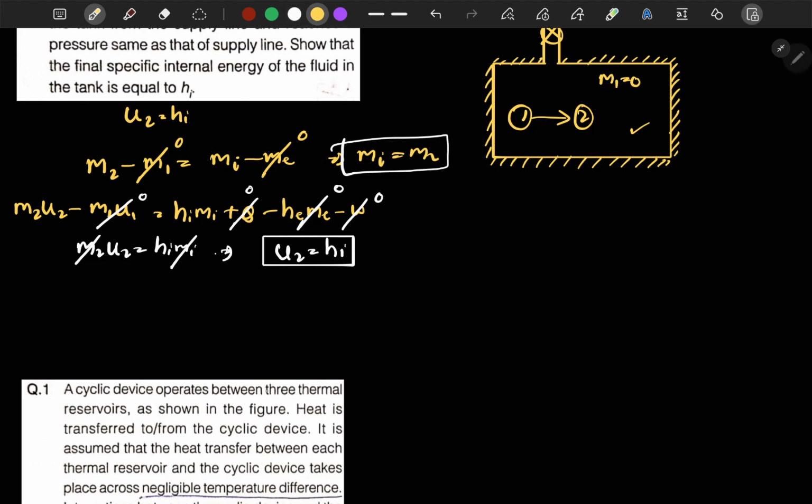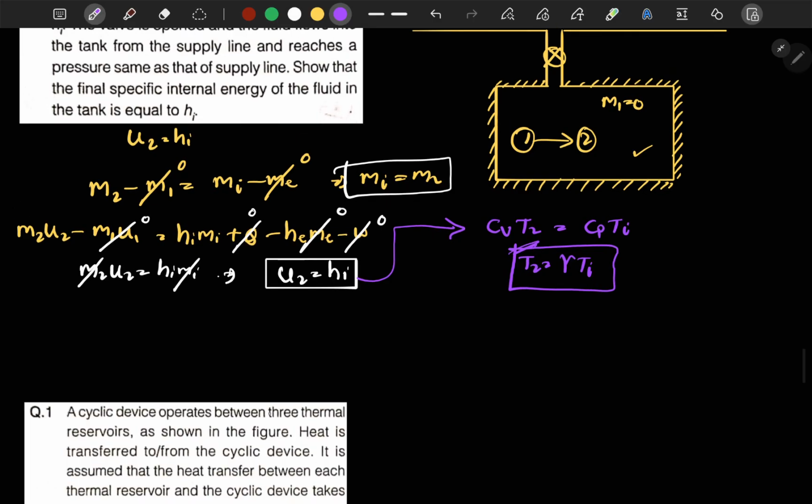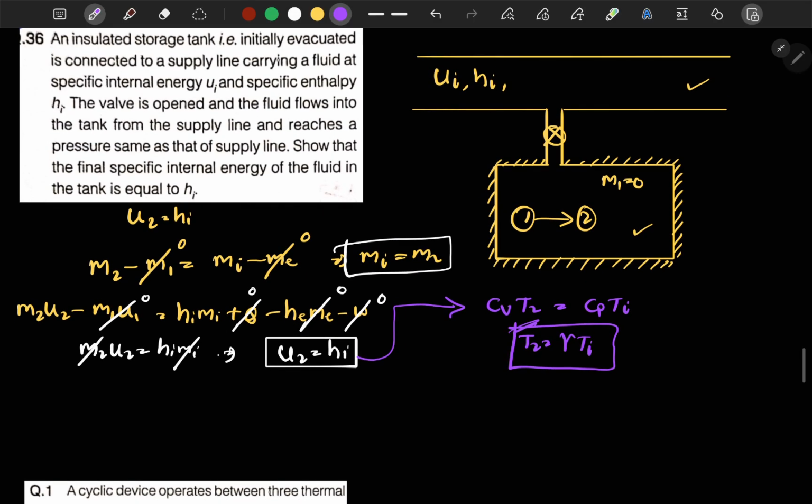Now if we consider that the fluid is an ideal gas, we can do some further calculations. So we can write u2 as cv t2 is equal to hi as cp ti. From here we get t2 is equal to cp by cv times ti, that will be gamma times ti. So in case we are filling an evacuated tank, the final temperature in the tank will be gamma times the inlet temperature of the fluid, of air, if we are taking ideal gas into consideration.